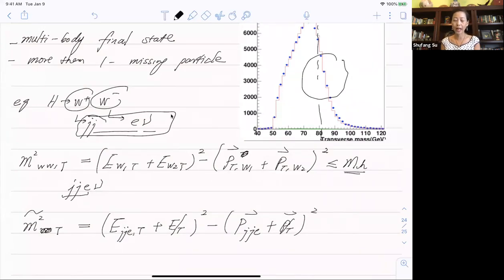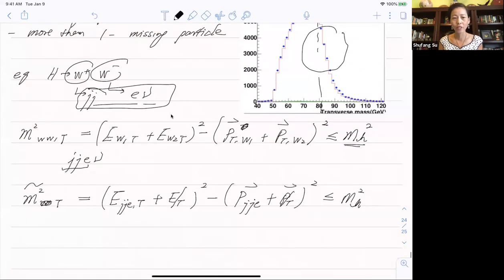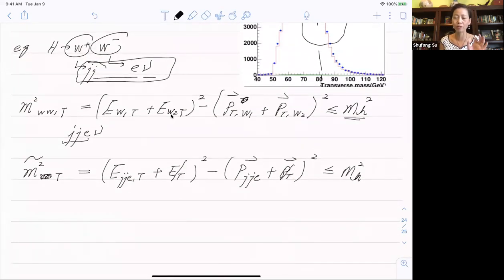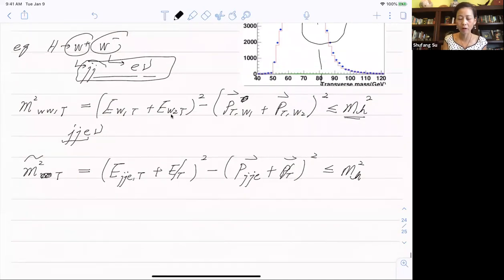So that's certainly another definition for my transverse mass, which is different from the previous one because I group it differently. Previously, I grouped the two Ws together. This one, I basically just group JJe together. You can work out the kinematics, and you can also find that they always have an upper limit of MH squared. But these two obviously are different. So which one are you going to choose? It's more or less a personal choice. It depends on the process. For this process, I'll probably use the top one because I already know the dynamics of it. I know they come from two Ws. So that's one example.